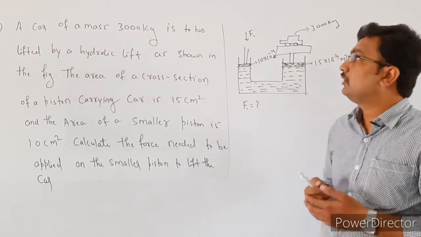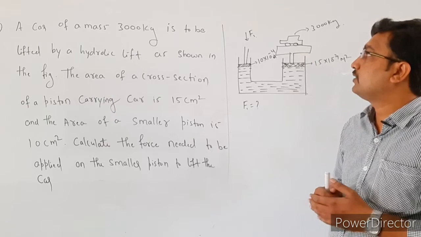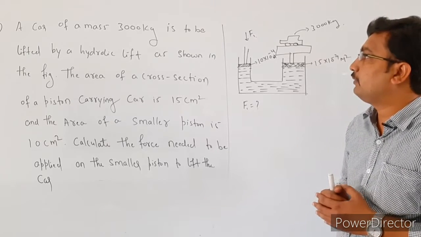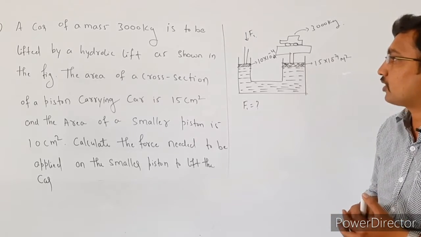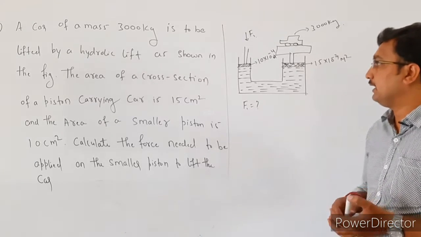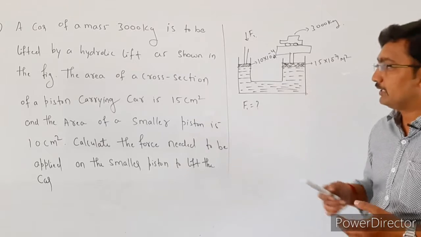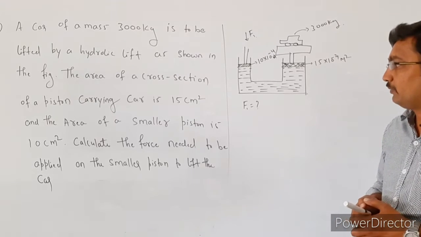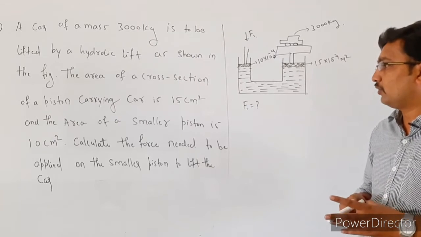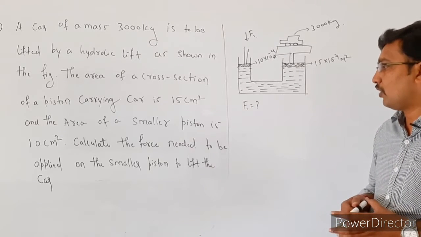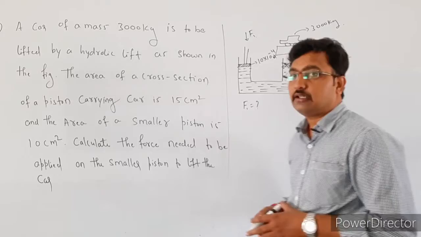See the problem here. A car of mass 3000 kg is to be lifted by a hydraulic lift as shown in the figure. The area of cross section of the piston carrying the car is 15 centimeter square, and the area of the smaller piston is 10 centimeter square. Calculate the force needed to be applied on the smaller piston to lift the car.